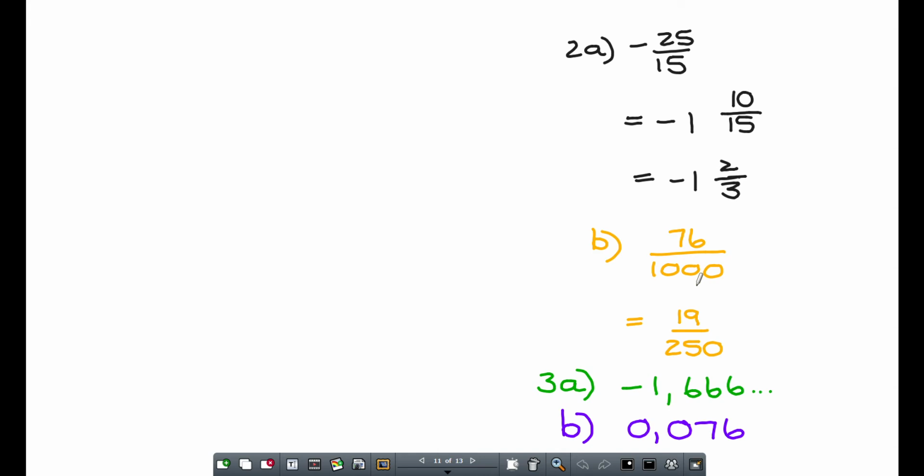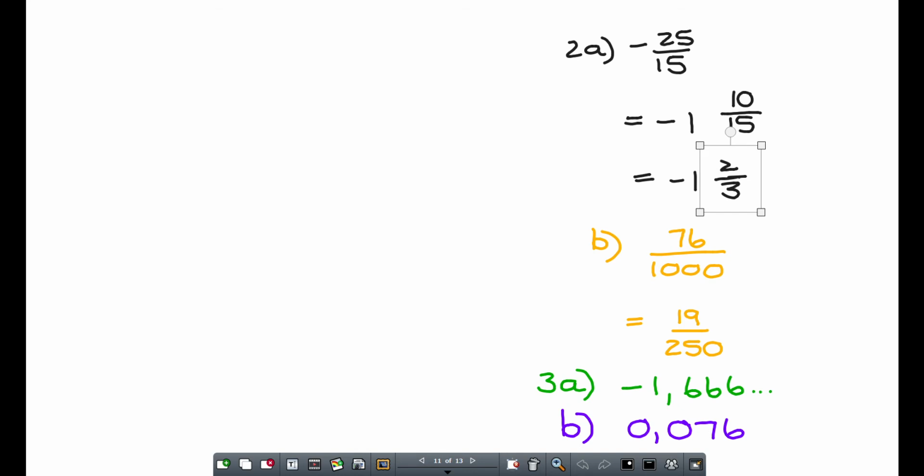And what would then be left? If I took 15 out of that 25, there would be 10 left. Can you see my denominator still stays 15? Have a look there. Okay, but they also said simplify fully. So this 10 over 15 can be simplified because 5 can go into both the top and the bottom. So that would be 2 over 3. Okay, any questions there? Okay, then at B, 76 over 1000, that can be simplified to 19 over 250.